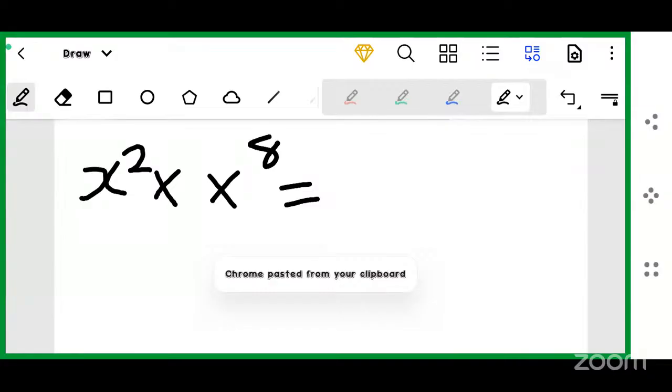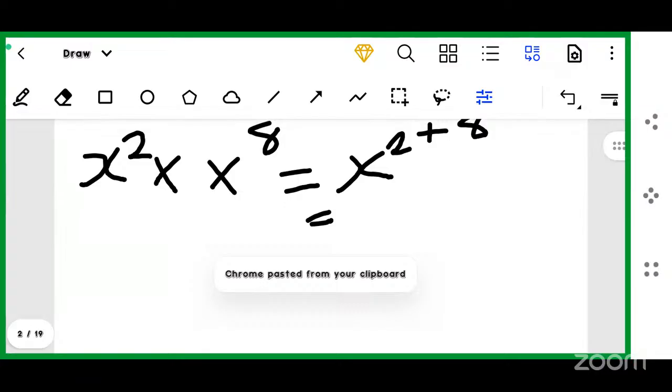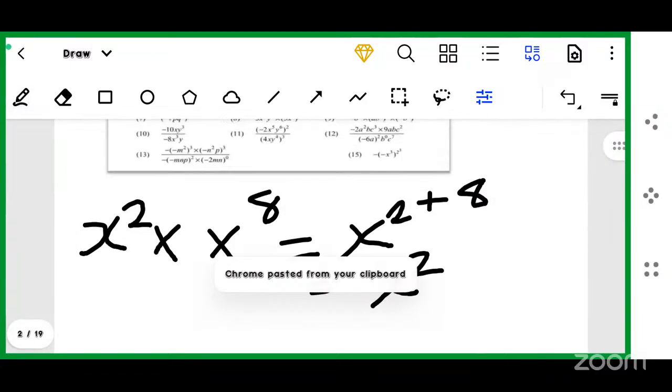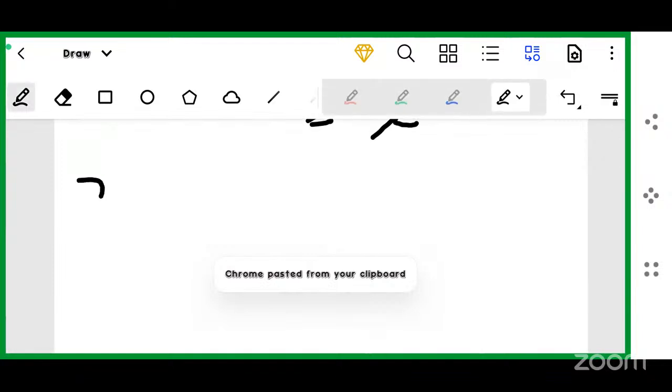We are going to say x to the power of 2 plus 8, and then the answer is x to the power of 10. Okay, I feel like for this one you were okay. So let's say we are given x inside a bracket to the power of 2, to the power of 6. How were you going to work this out?